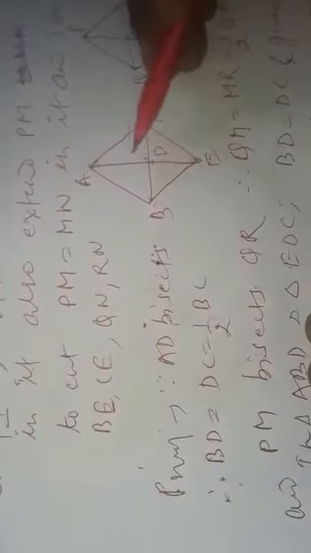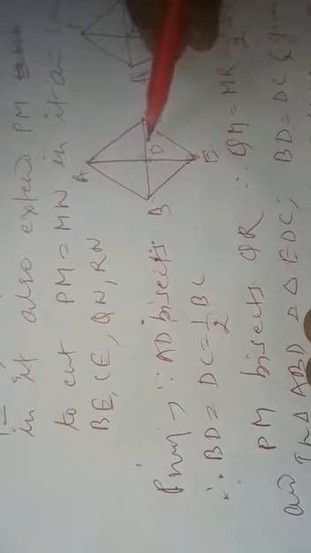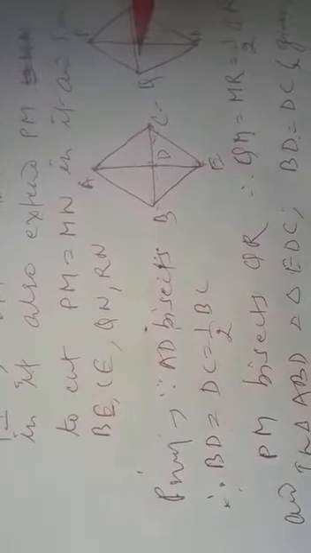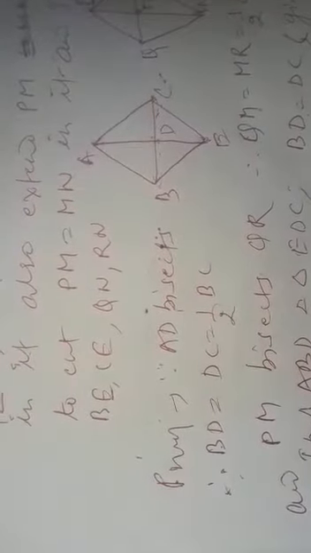As we know that in this triangle ABC, AD bisects BC. Since AD was a median, as I told in question number 12, a median divides the opposite side into equal parts. So we can say that BD and DC are both equal to half of BC. Similarly, this PM is the median to QR, so QM is equal to MR, which is equal to half of QR.